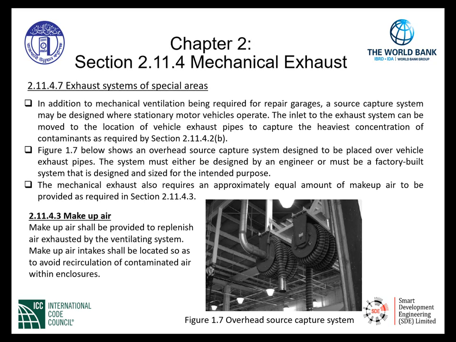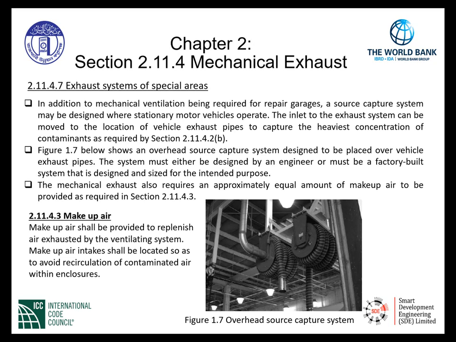As seen in Figure 1.7, we have a flexible hose or duct that actually gets pulled down and placed over the exhaust pipe. The metal duct that comes out from the center of the roll or the reel is directed upwards, up through the roof of the building, and exhausts all the contaminants to the atmosphere outside of the building.